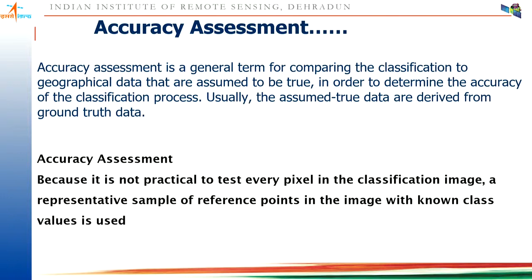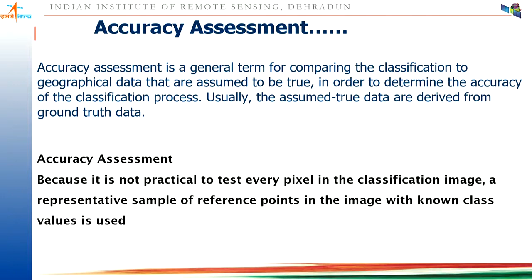So accuracy assessment is a term to compare the classification to geographical data that is assumed to be true in order to determine the accuracy of the classification process. Now, assumed true data, what we are saying is the true data, is generally taken from ground truth data, or, as I already explained, by visual interpretation also.